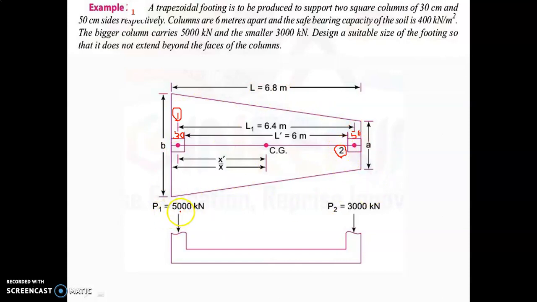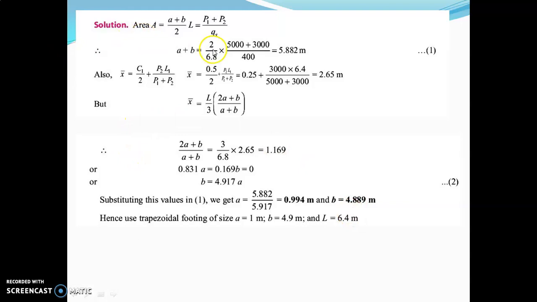Now this is column 1 which carries a load of 5000 kilonewton. This is column 2 which carries a load of 3000 kilonewton. Now let us calculate A plus B. How can you calculate it? We have the formula: area is equal to (A plus B) divided by 2 into L, that is equal to (P1 plus P2) divided by QS. Now, if you write in terms of A plus B, A plus B equals 2 into (P1 plus P2) divided by QS, divided by L.